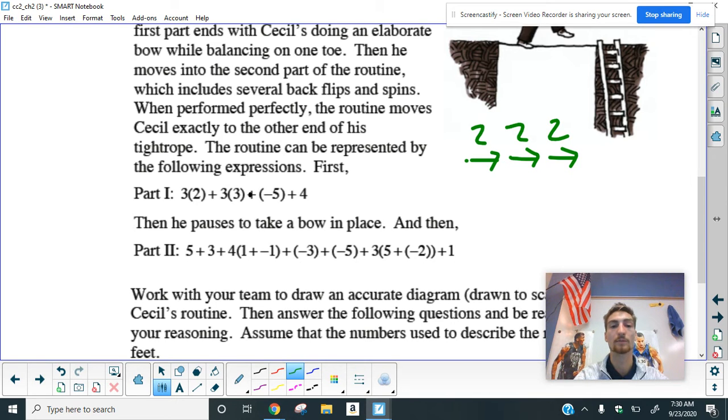And now we're going forward 3, 3, 3. So we were at 6 right here. And then 3 would be 9, another 3 would be 12, another 3 would be 15. Okay, so we're at 15 right here. And now we're going in the negative direction because we're adding -5. So I'm going to bring out my red. Since we're at 15, we're going to go back 5.